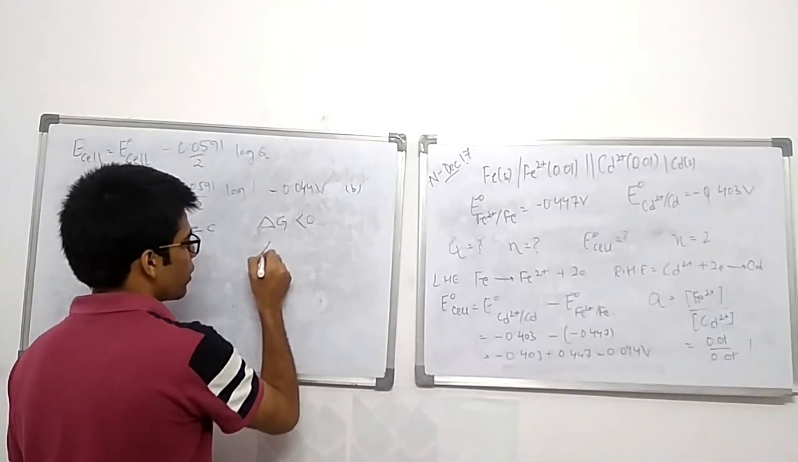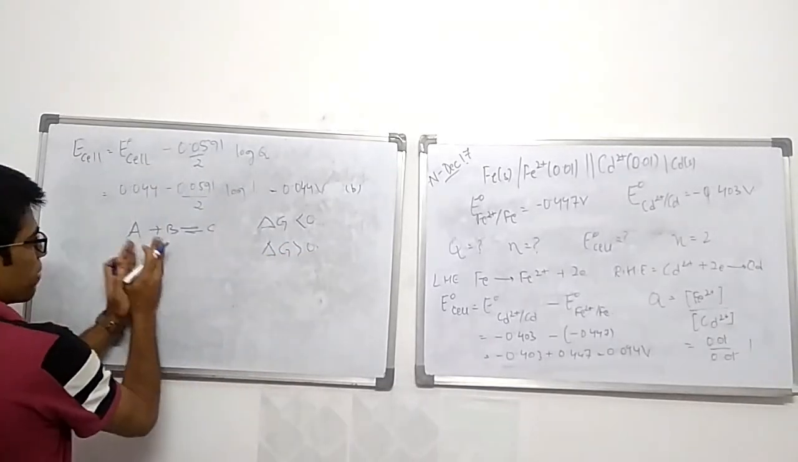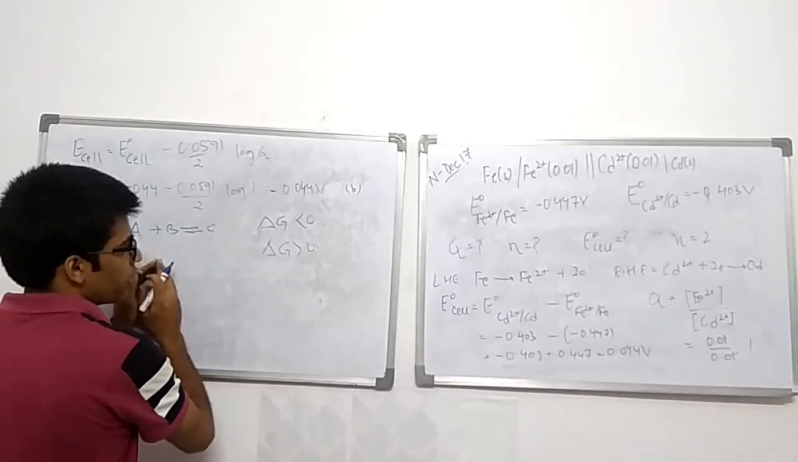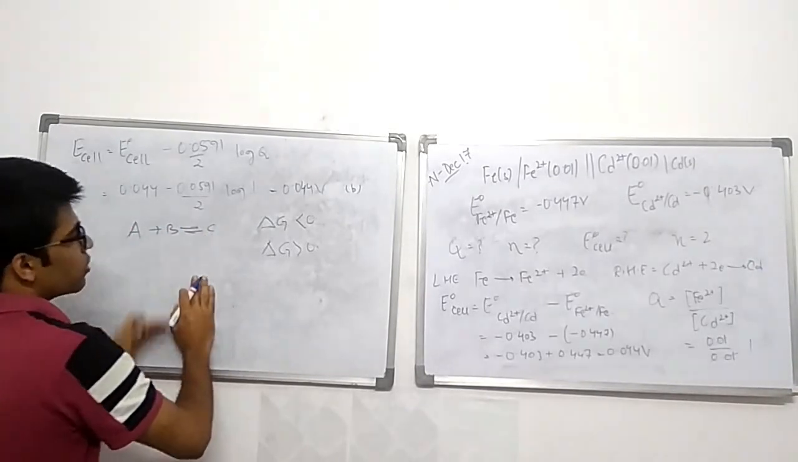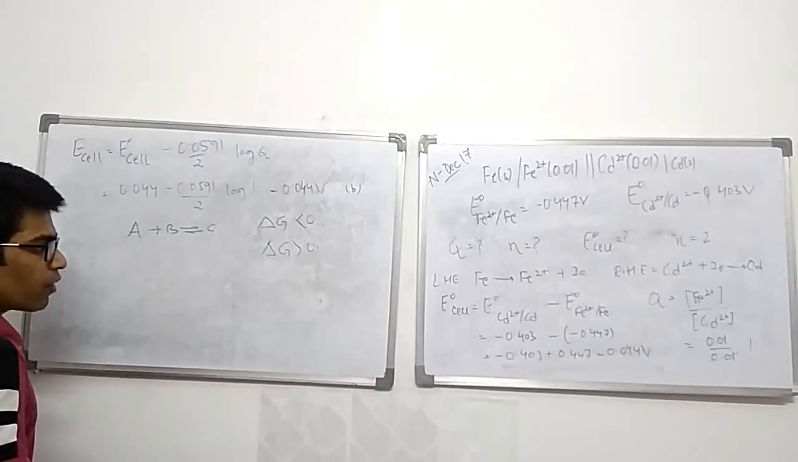In any non-spontaneous reaction my delta G is positive. That means if A plus B is spontaneously forming C, for that reaction my delta G will be negative, and if A plus B is non-spontaneously forming C, then my delta G is greater than 0, and in that case the backward reaction will be favored.